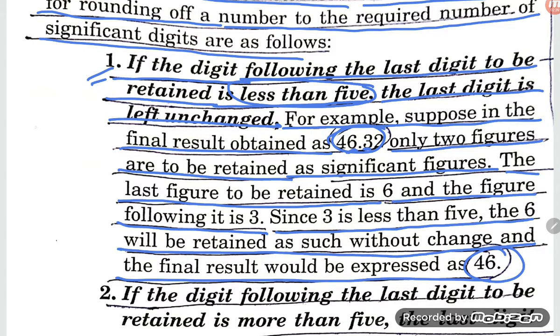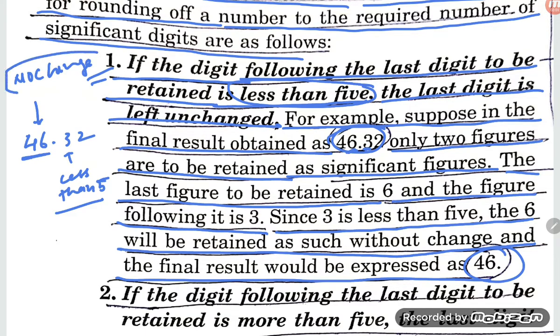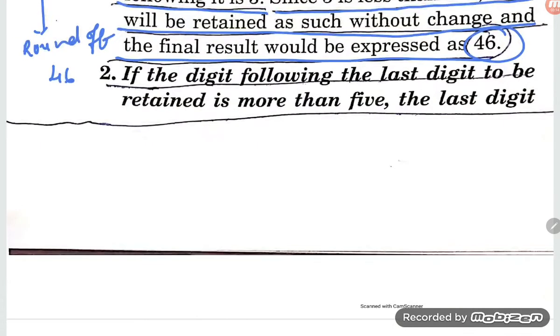So this is what they are saying. We have 46.32, and up to these two digits we need, and this next digit we have to check, and it is less than 5. So, less than 5, there is no change in this digit. That is what the required answer will be. If you are rounding off, how much will it be, students? That is 46.